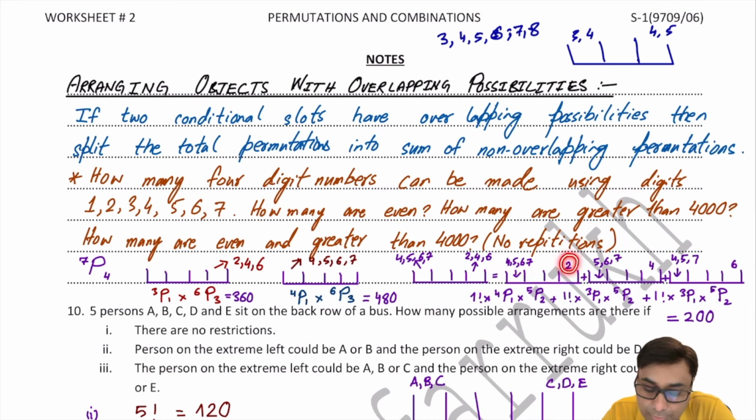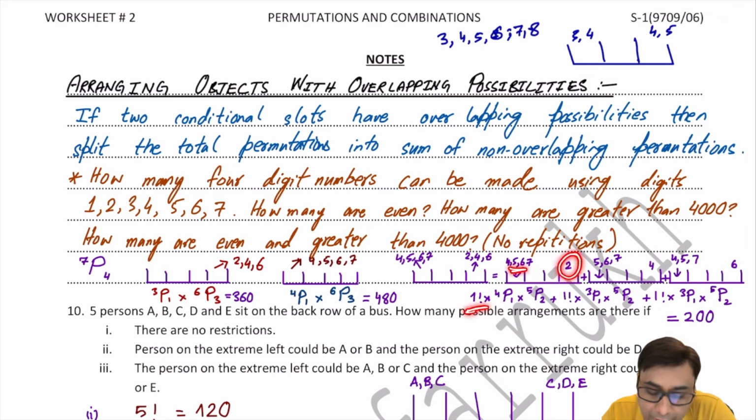So my last slot could be 2, then my last slot could be 4, and in case it's 4, there is going to be 1 less option. So there's going to be 5, 6, or 7. And if my last slot is 6, then also I would have 1 less option, and that's going to be 4, 5, and 7.